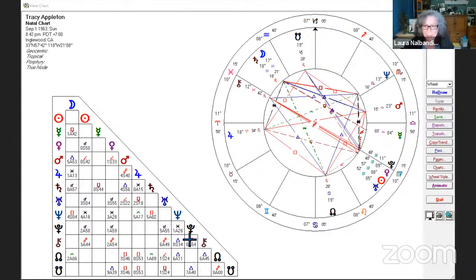It's showing applying, but Neptune's not retrograde, so why has it got it applying? That makes absolutely no sense. It's very possible that Neptune is slowing down, but I would ignore that. This is in fact a separating sextile. You see it, and so you can check your work against your chart.